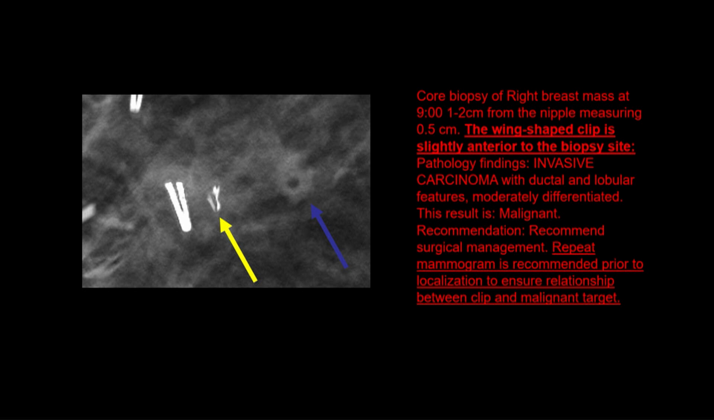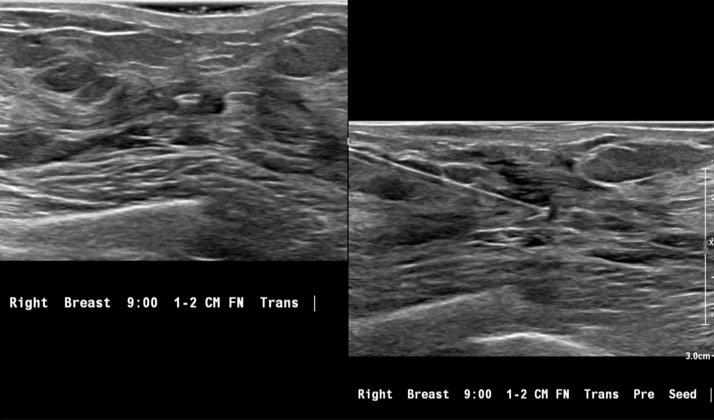This result is malignant. So, repeat mammogram is recommended prior to localization to ensure a relationship between clip and malignant target. Of course, she comes back on an extremely busy biopsy day to the wrong hospital for the same day surgery. So we fit her in, but however, the radiologist that day did not read the addendum.